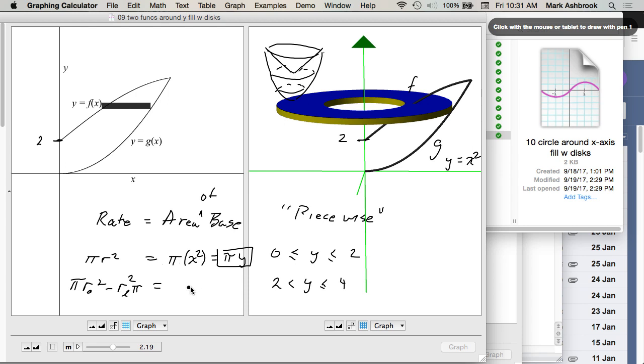So we've got the outer radius is what? It's the exact same one we had before. So this outer radius squared, we're just going to do pi y. Now what's the inner radius?